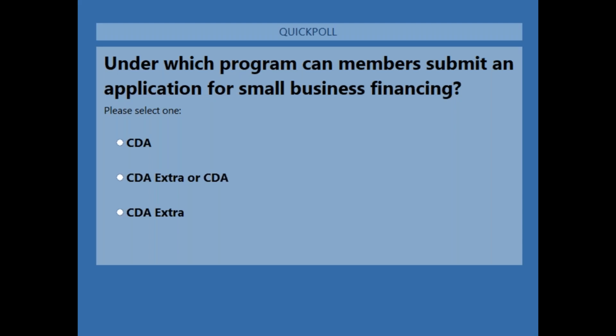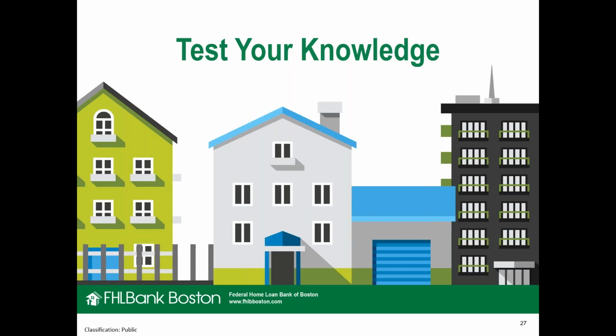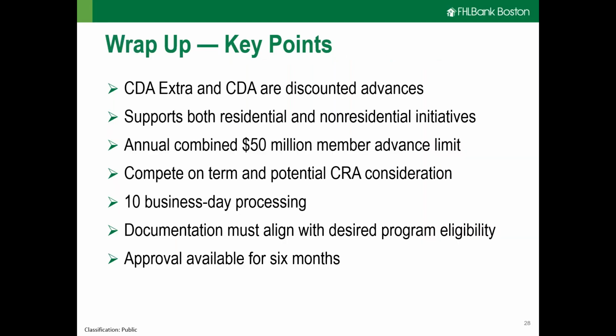We do look for some specific data elements in a small business loan that is not an option under the CDA Extra. So if you're looking to submit an application to support small business lending, you want to make sure that you're selecting the CDA application and not the CDA Extra. Okay, that concludes it. You guys did a really good job.